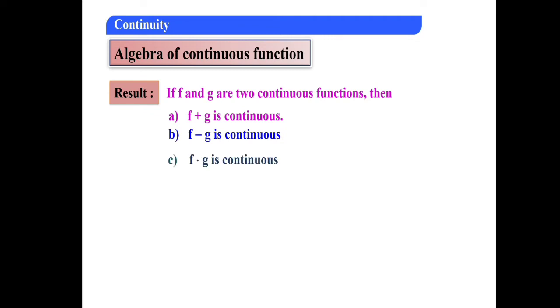Third one, product. And fourth one, division, that is f upon g is also continuous, but the condition for division is g should not be 0. That means for whichever set of numbers the function g becomes 0, except at those numbers, f upon g is continuous. Okay, so now let me prove these identities or properties one by one.